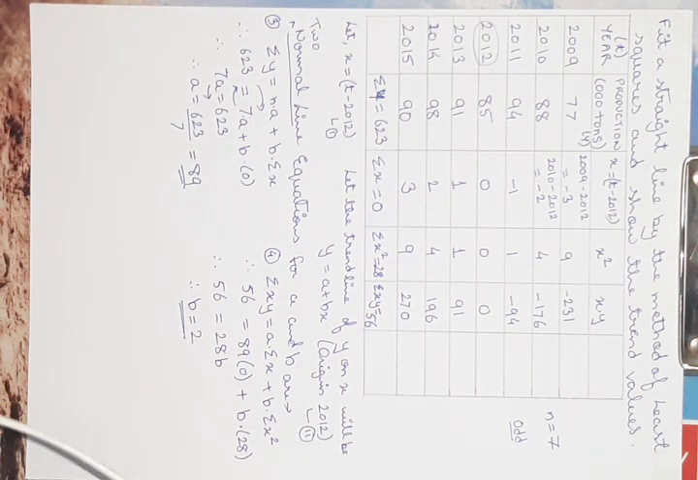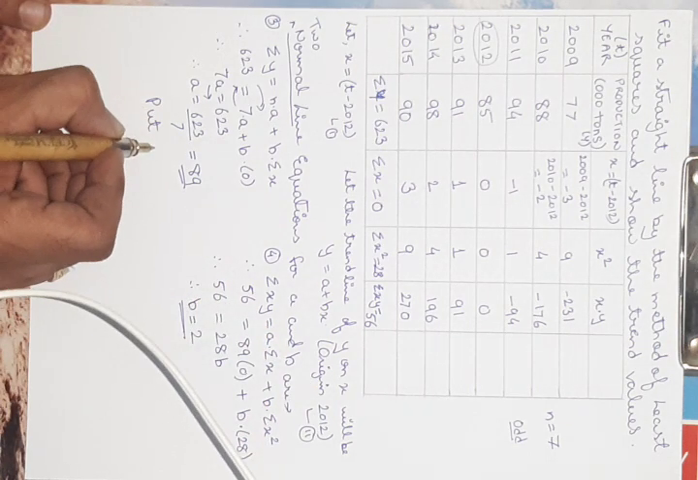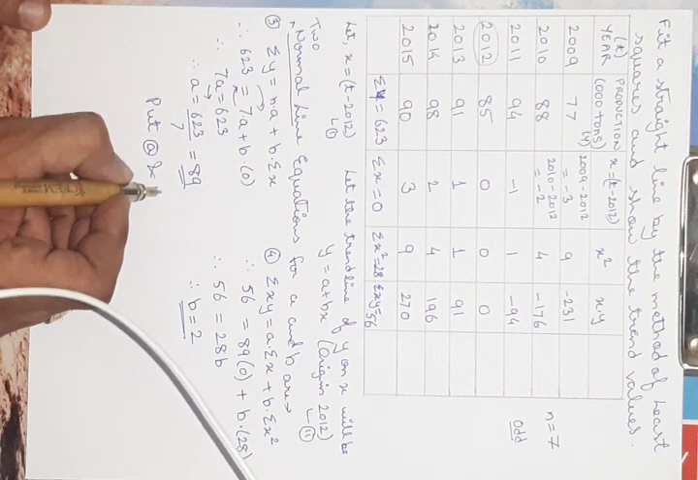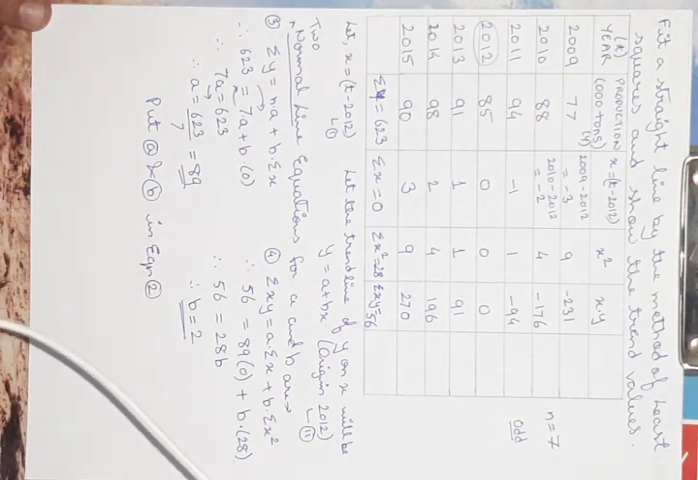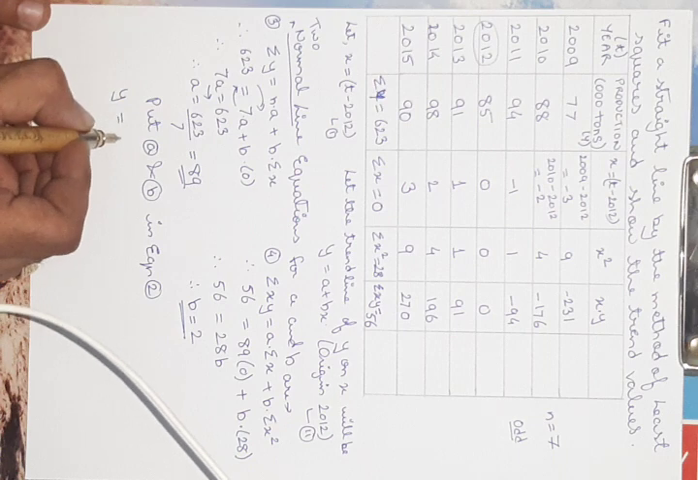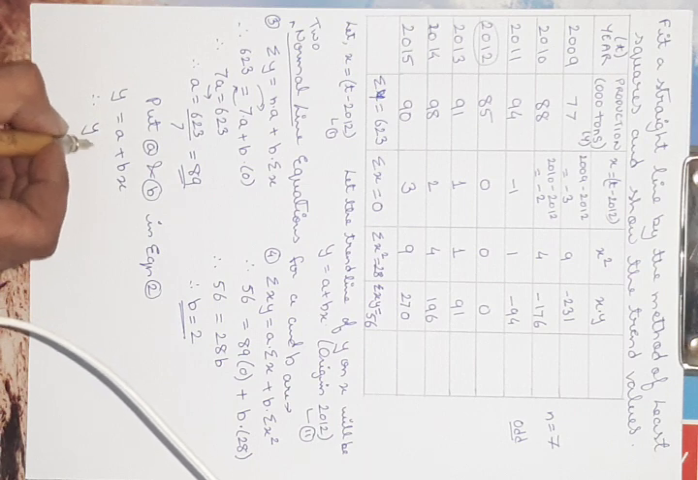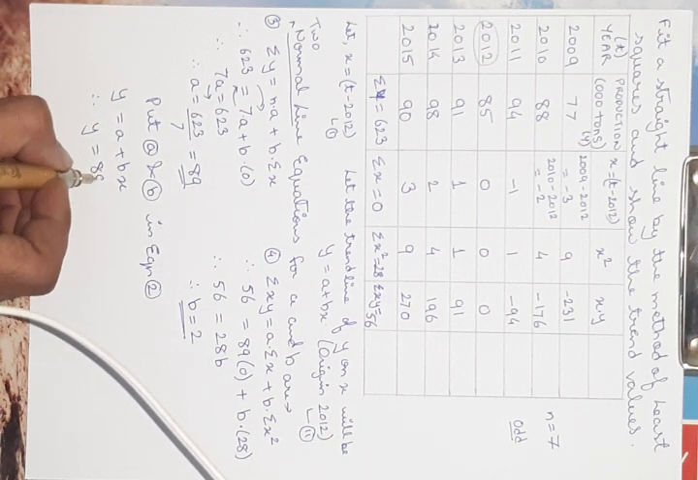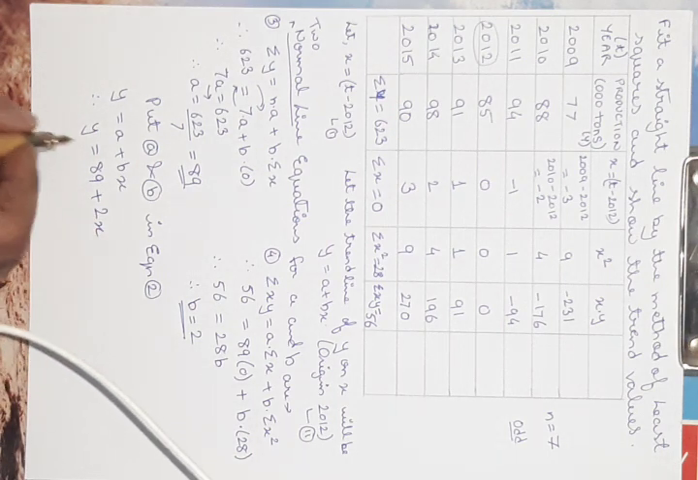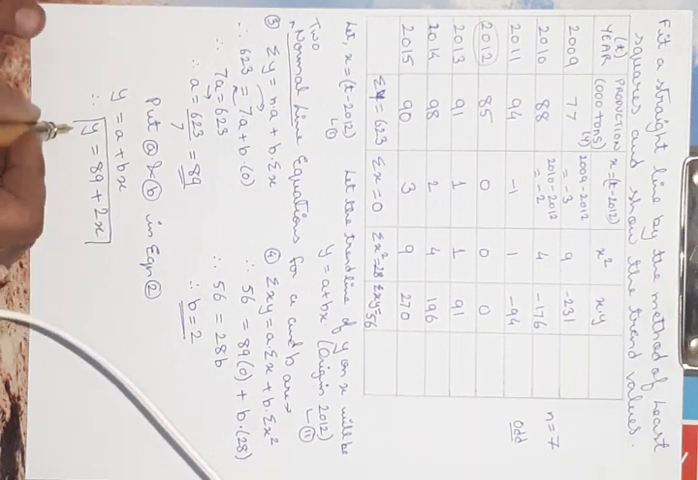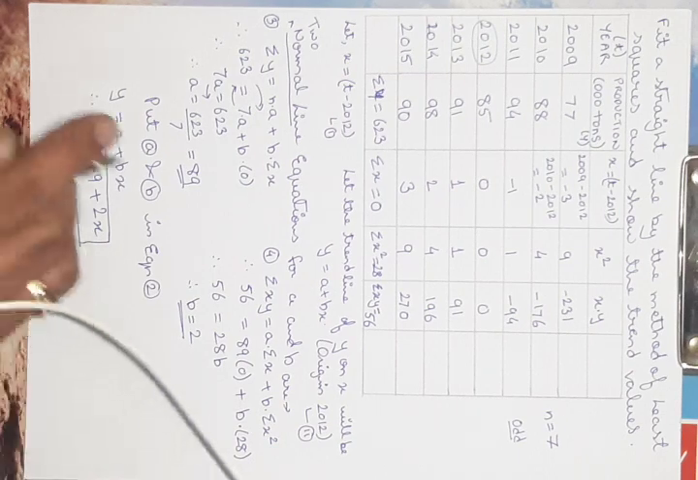Now what is our equation? Trend line equation. Now put the values of a and b in equation number 2. So our equation number 2 is y is equal to a plus bx. Therefore y is equal to, what is the value of a? That is 89 plus b into x, that is 2x. So this is our final trend line equation.